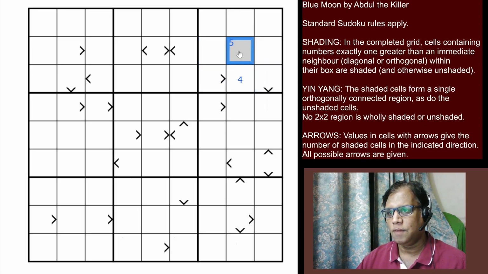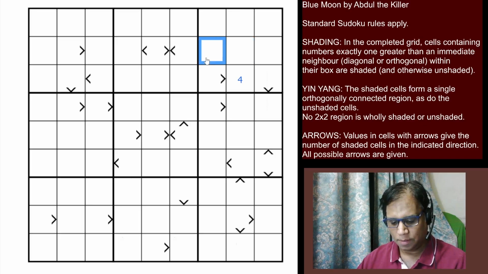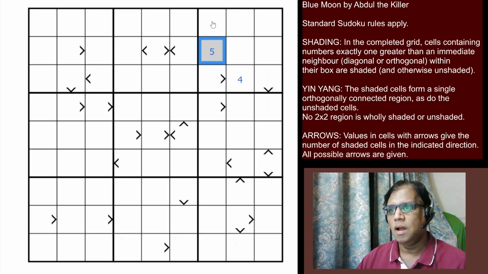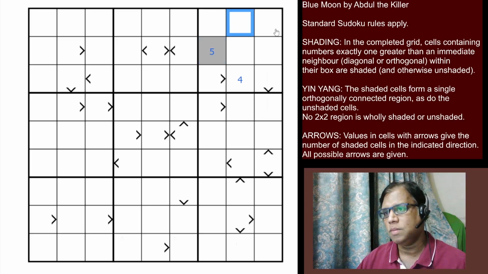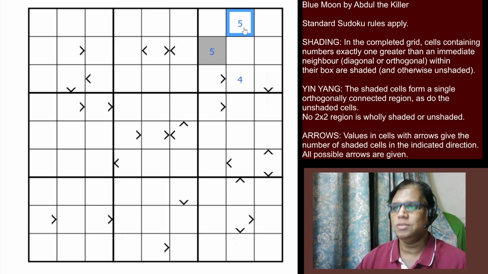Instead, if 5 is here, even that could be shaded. But if 5 is somewhere here or here, which is not immediate to the 4, then that won't be shaded; that will be unshaded. So for unshaded, let's use this color. So this is the rule set basically.